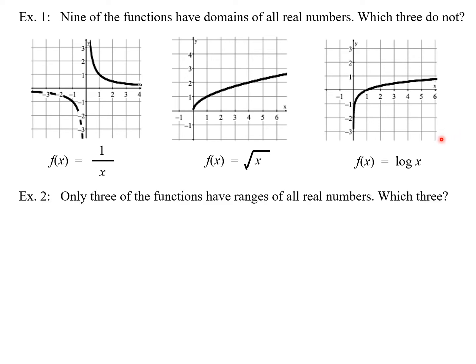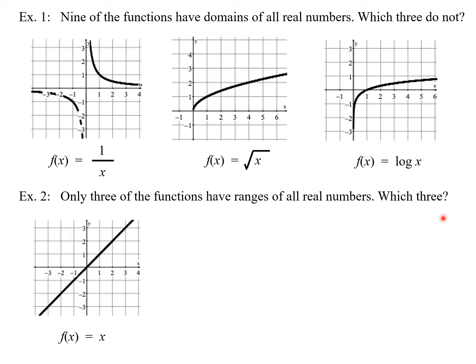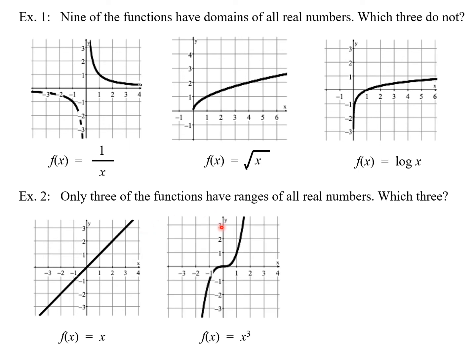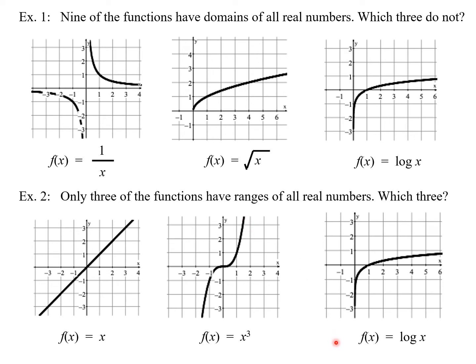Only 3 of the functions have ranges of all real numbers. Which 3? Pause and then come back. All right, one of the functions that has a range of all real numbers is the linear function. Another is the cubic function, and a third is the logarithmic function again. So those are the 3 whose ranges include all real numbers.